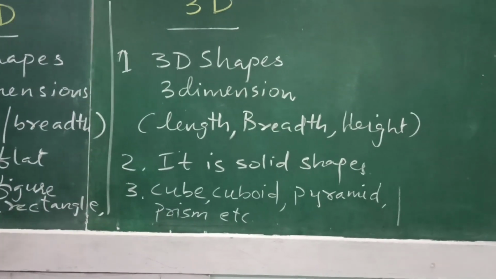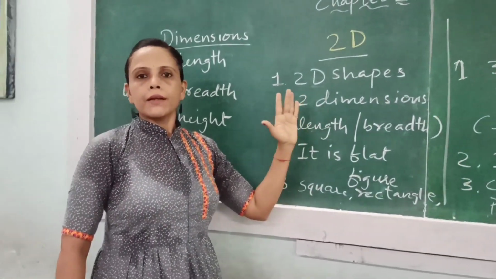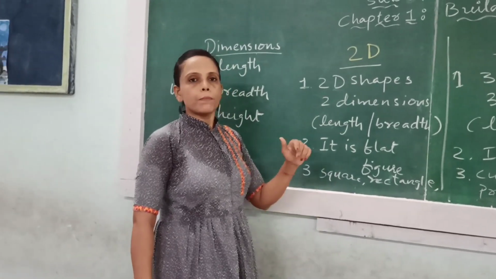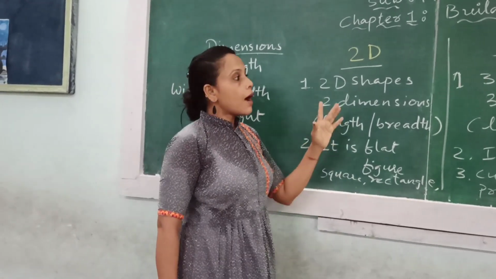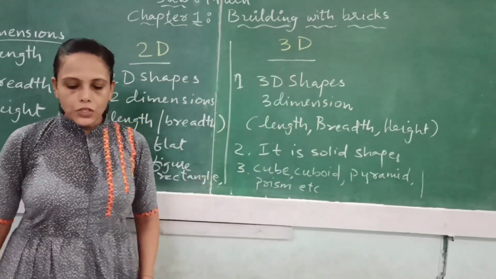So it is very easy to draw these 2D shapes: square, rectangle, pentagon, hexagon, circle, oval. All these shapes can be drawn on a plain paper and it's very easy. But it's a little bit difficult to draw these 3D shapes.